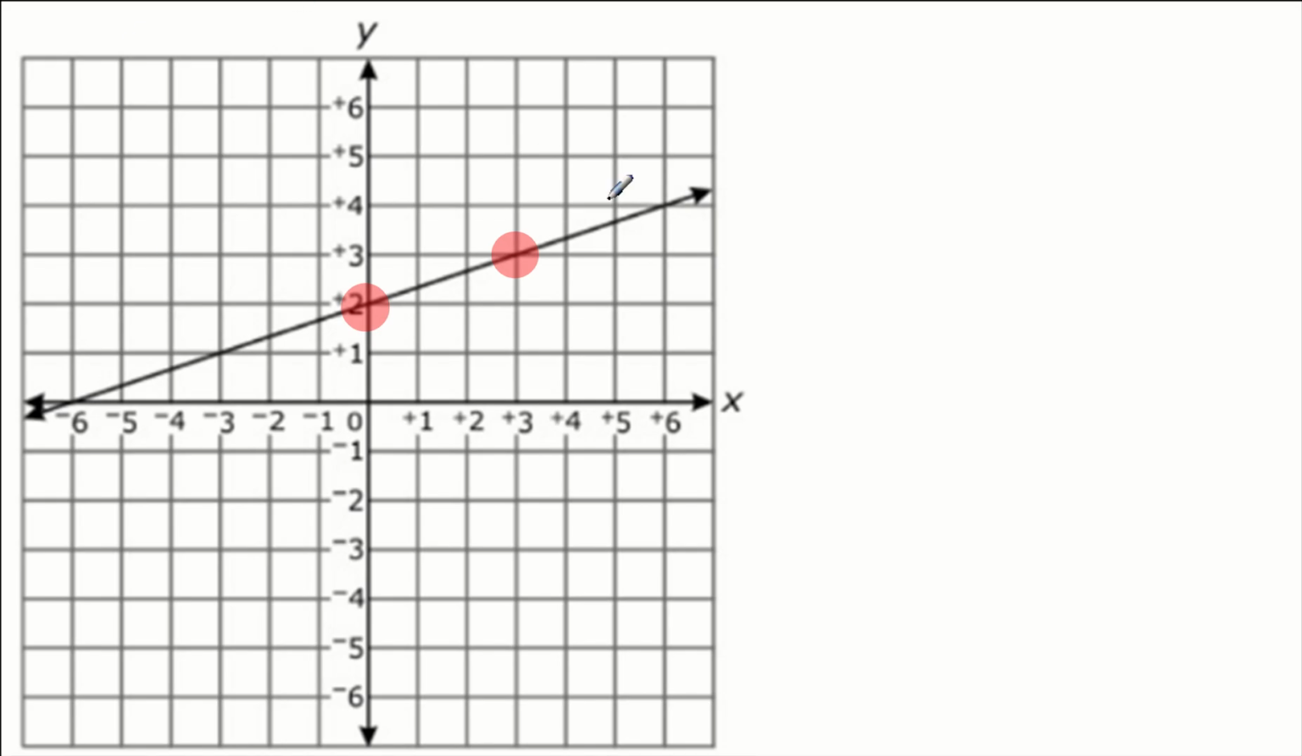So when we find the slope then, what do we use to find slope from a graph? Rise over run. So the rise is how much we go up and down. Run is the left and right. So in this case, my rise is 1. My run is 3. So I put that as rise over run. That's 1 over 3. That's 1/3.